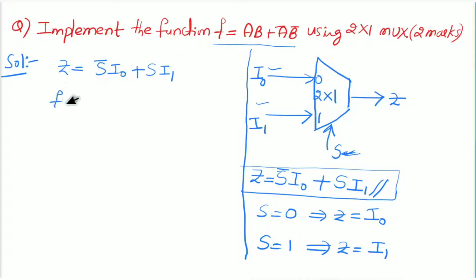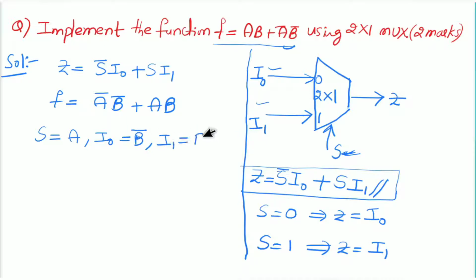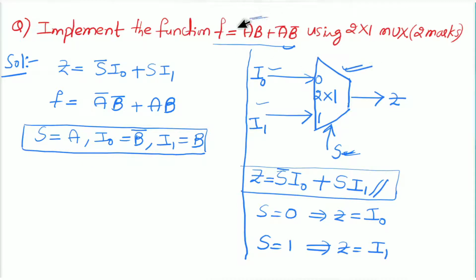Now let us consider F. I will take this as a bar b bar plus ab. Now if I compare these two, S can be chosen as A and I0 can be chosen as b bar. That means you need to connect b bar to I0 and I1 is equal to b. If you choose the connections like this for this circuit, you can generate this function. So that is the implementation of this function using a 2:1 multiplexer.